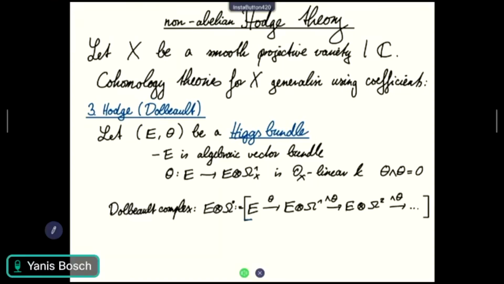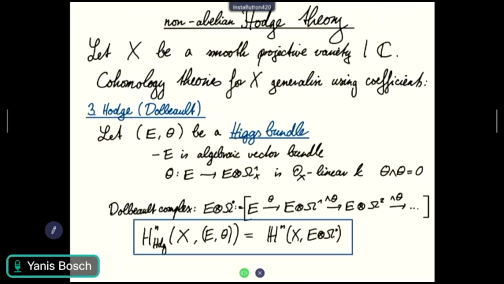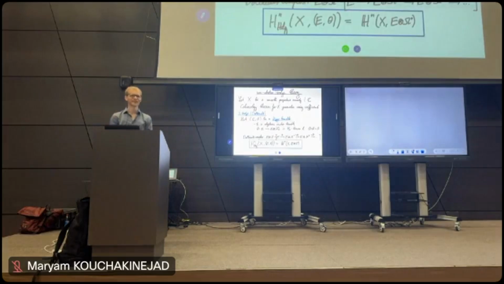What it means is that I can define a complex again, and this is now called the Dolbeault complex. It looks a bit like the de Rham complex, except that I take the Higgs field instead of the connection. And anyway, if I have this, then in algebraic geometry we have a way to take cohomology of complexes, right? Historically, this is called hypercohomology. So I just take the hypercohomology of this complex, which is just the cohomology in the derived world, if you want, of this complex. And this is Hodge cohomology with coefficients in the Higgs bundle.